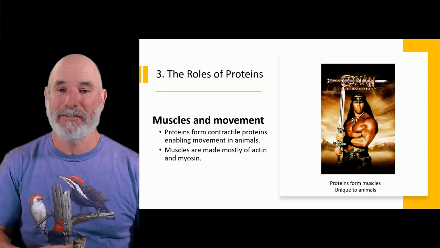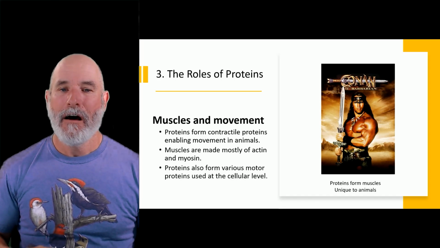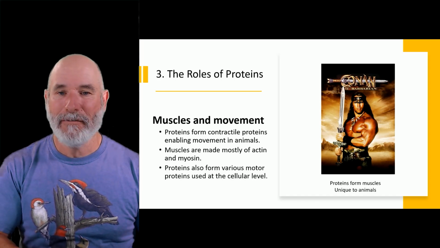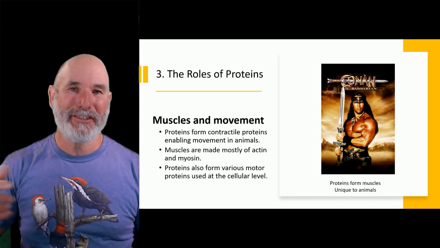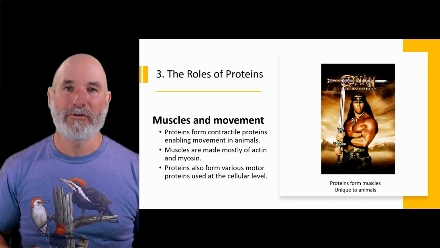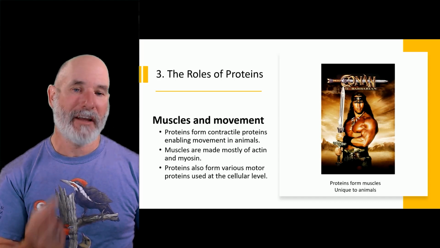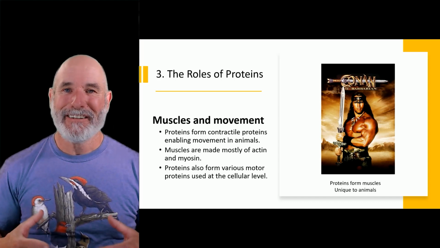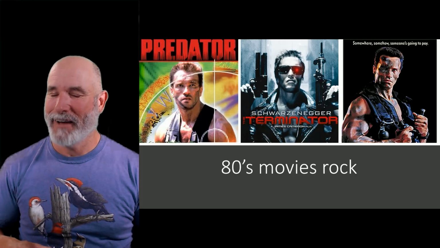Only we animals have muscles made up of mostly actin and myosin, but down at the cellular level, we also have various motor proteins that make a flagellum move, right? Or help transport organelles around a cell. So there's all kinds of little molecular motor proteins down at the cells that are also involved with movement as well.